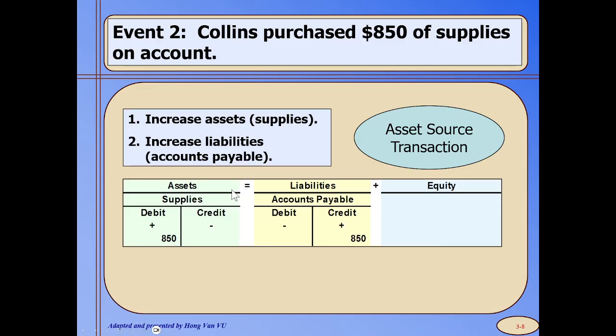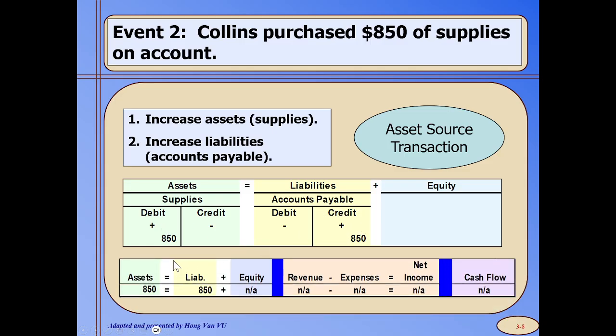And here is an illustration of the impact on the T account. So we have the supplies account increase 850 and the accounts payable liability account increase 850. There's no effect on equity. Two sides, the total amount of debit equals the total amount of credit.